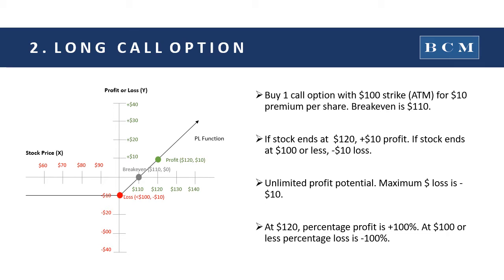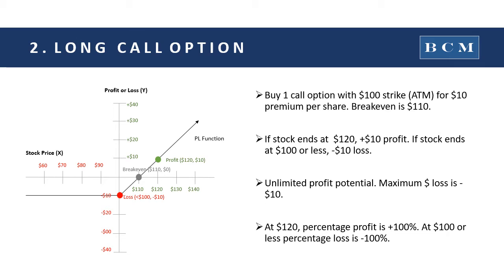So we have to add that $10 to the $100 strike price in order to get to the $110 value. 100 for the stock and $10 for the call. So our break even is 110, and that's shown as the gray dot. If the stock moves from 100 to 120, then we will have a $10 gain. That's just 120 minus the 110 break even. That's shown as the green dot.